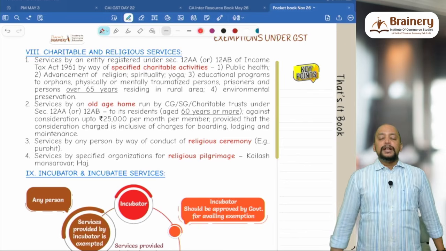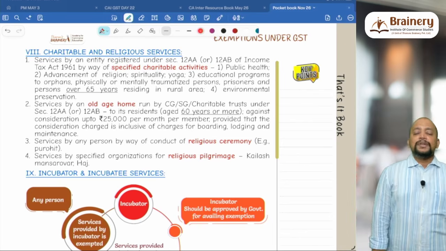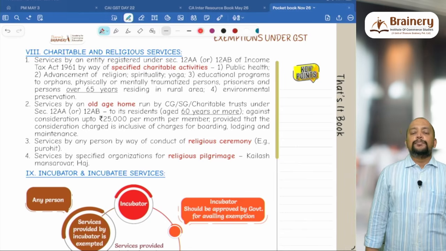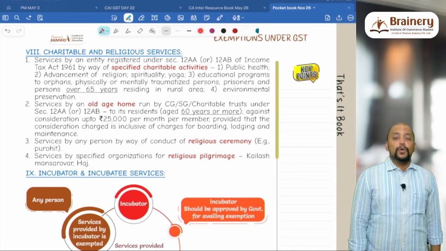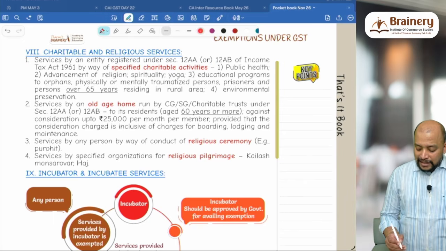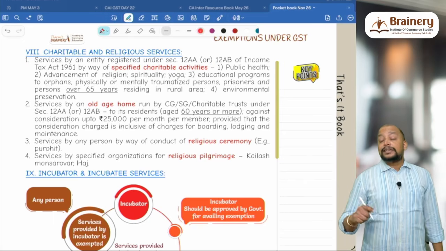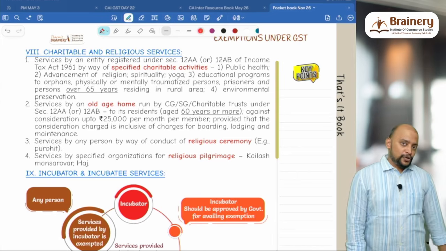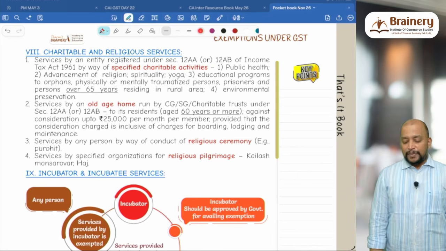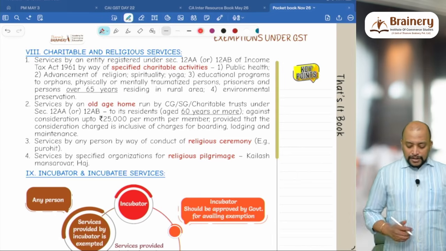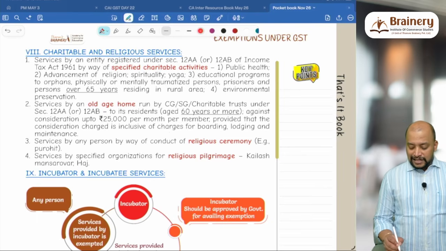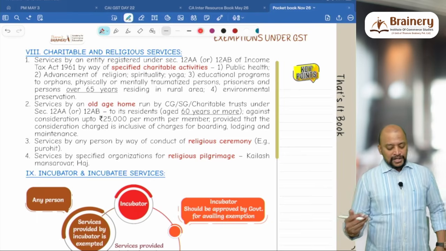So second point, there is an old age home. That old age home is either operated by government or operated by a trust. And if they are providing boarding and lodging to the old people, who are old people? Aged greater than or equal to 60 years, and the consideration paid by them is up to 25,000 rupees, then that consideration received by them will be exempted. Okay, so 25,000 per month per member, provided that consideration charge is inclusive of charges for boarding, lodging and maintenance.